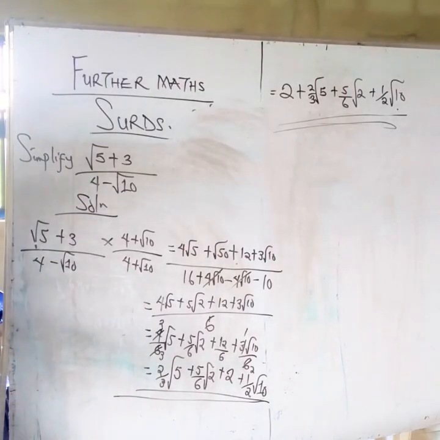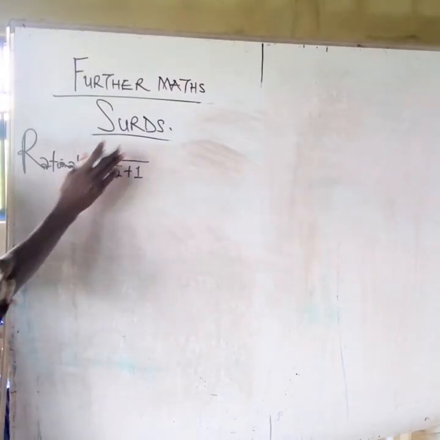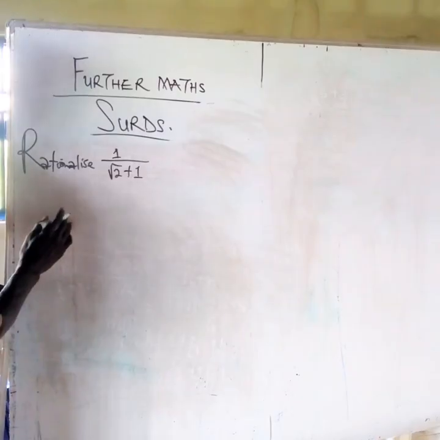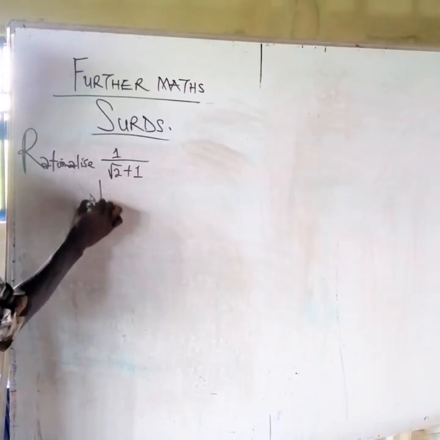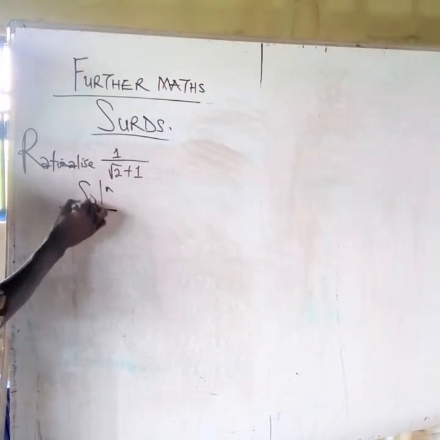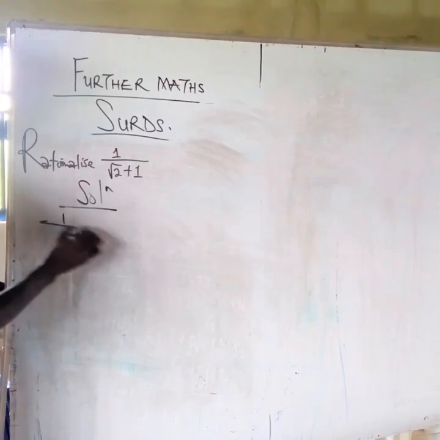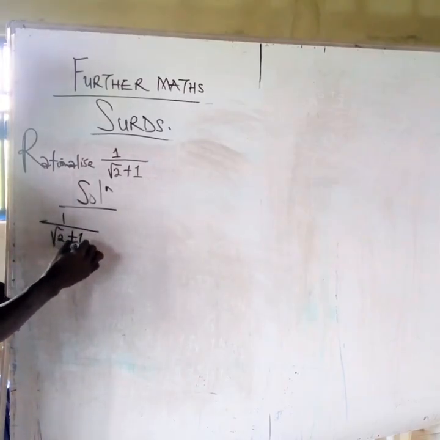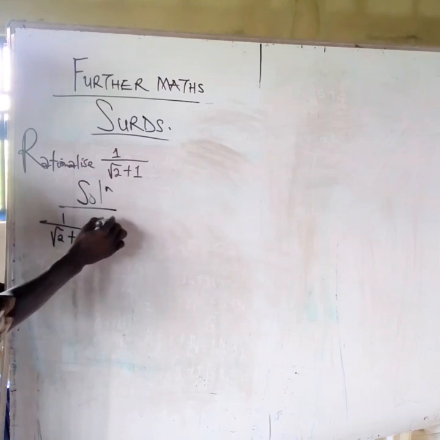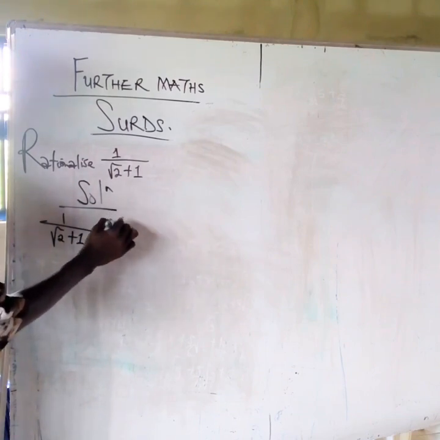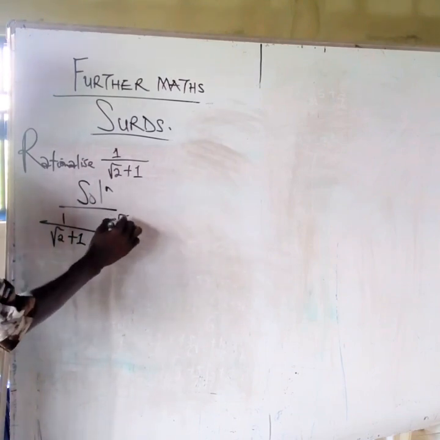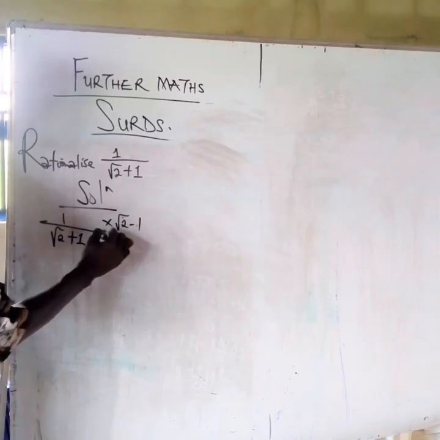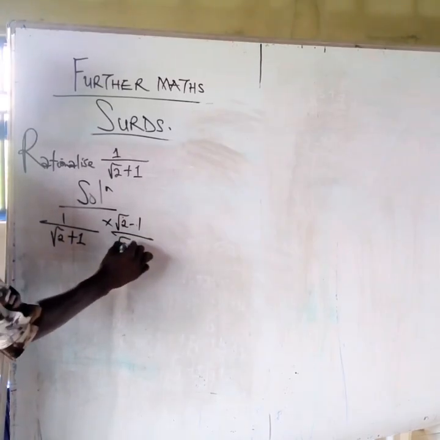Thank you. The question to look at: rationalize 1 divided by root 2 plus 1. So solution, you have 1 over root 2 plus 1. We're going to multiply up and down with the negative of this. You have root 2 minus 1 over root 2 minus 1.